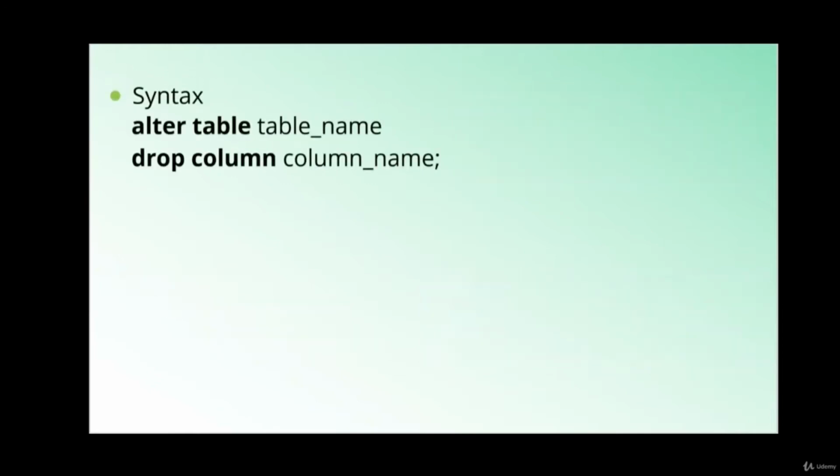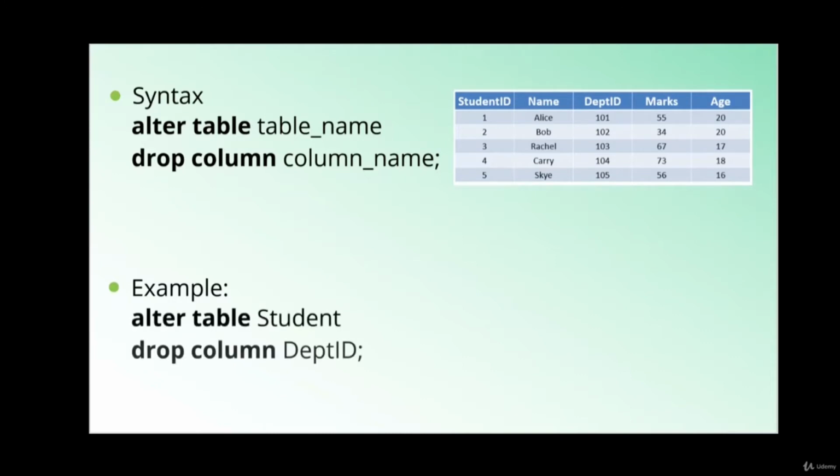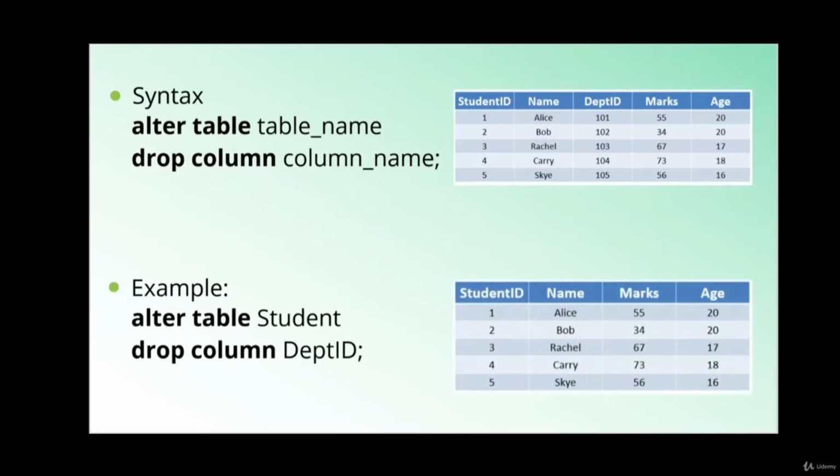If we want to delete a column from a table, we'll write the query as alter table, table name, drop column, and then we'll specify the name of the column which we want to delete. For example, in this table, if I want to delete the column named department ID, I'll write the query as alter table student, drop column department ID. After executing this query, it will delete the column named department ID from the table.